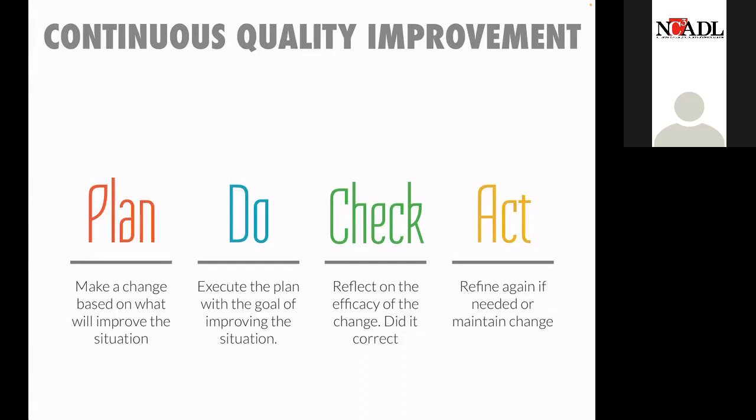Starting with plan, we want to make a change based on the situation at hand and how we feel like an improvement is going to make it better and get us to the goal that we want. Once we have that plan together, we execute the plan, with the focus being the goal at hand and keeping in mind that we're actually collecting data during that process. After we execute the plan, we want to reflect on the efficacy of that change.